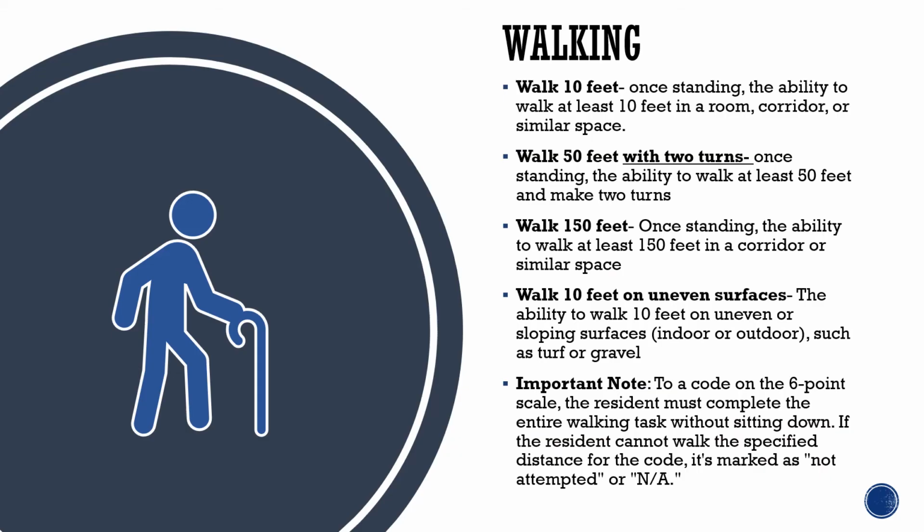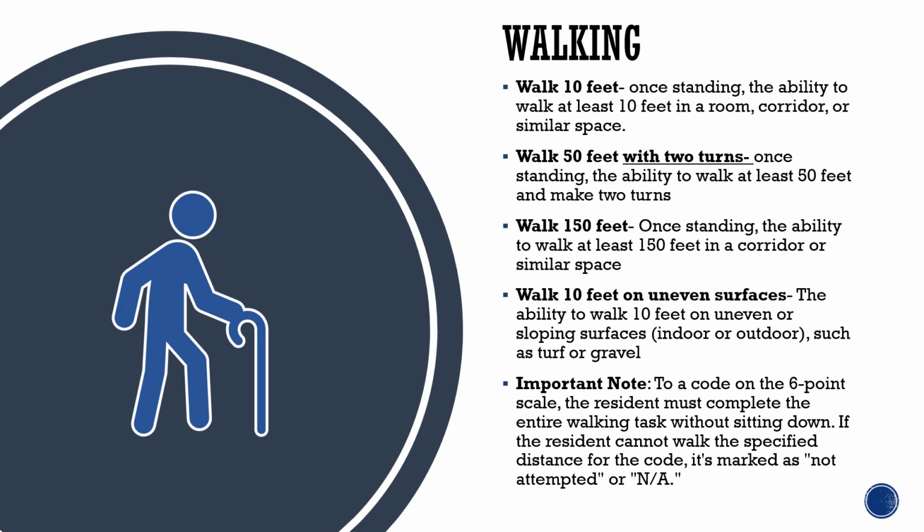The next ADL item we're going to go over is walking. So before with walking, we would code walk in the room or walk in corridor. Walking is a little bit different now. We have smaller subcategories. The first one is walk 10 feet. The next is walk 50 feet with 2 turns. After that is walk 150 feet. And the next is walk 10 feet on uneven surfaces.